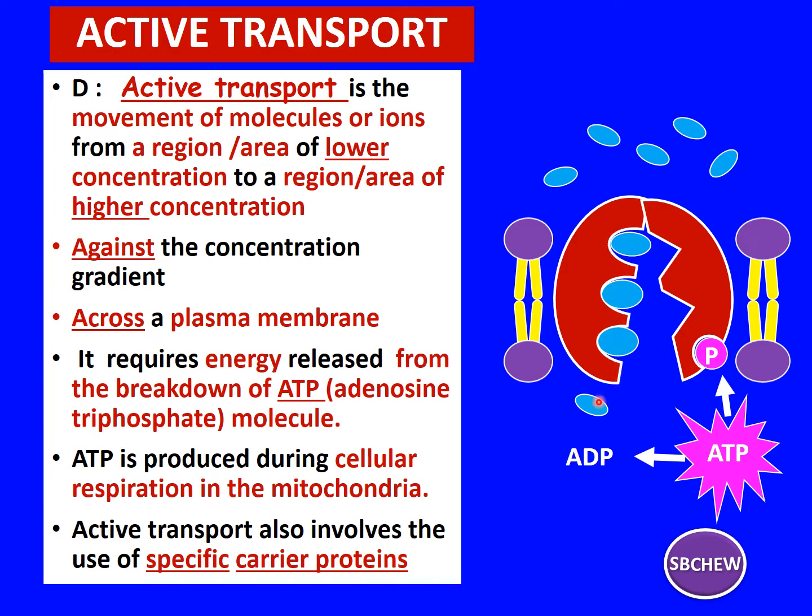Okay, so this carrier protein will transport the sodium ions out of the cell, and this part here is to bind to another ion, which is potassium ion. Okay, then ATP is needed. So when ATP breaks down to form ADP and phosphate group, the phosphate group will then provide the energy to the carrier protein to change shape and transport the ions out. So this carrier protein will open up to the extracellular fluid to release the sodium ions to the extracellular fluid.